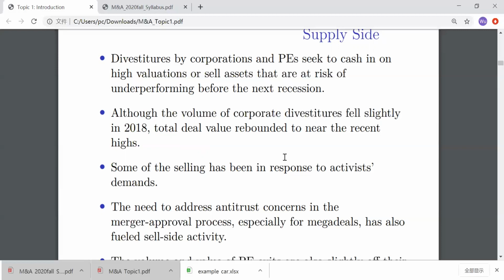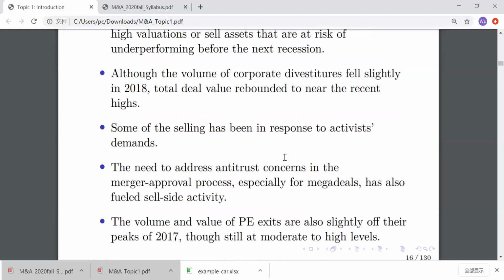And some of the selling was also in response to activist demands, right? This we will talk about when we talk about hedge fund activists. Hedge fund activists have been very active in pushing for M&A activities in recent years, right? So that has been a growing participant in M&A, right? We will talk about these things later. And there's also another factor that drives the supply side, which is the need to address antitrust concerns, right? Because we talked about the increasing antitrust concern in the high-tech industry, right?